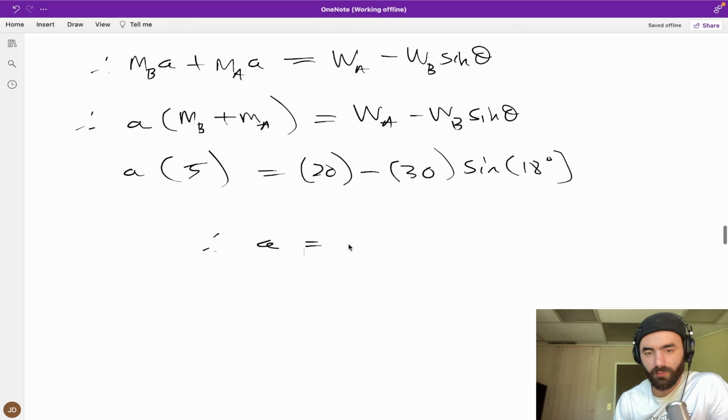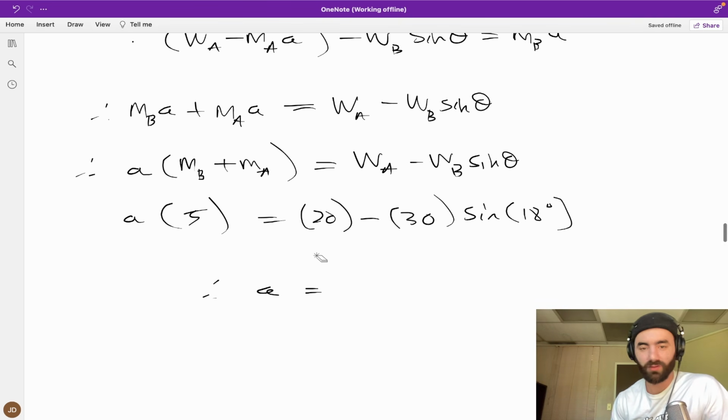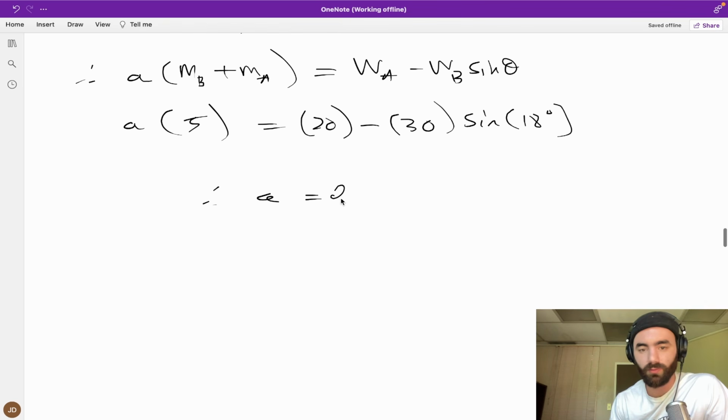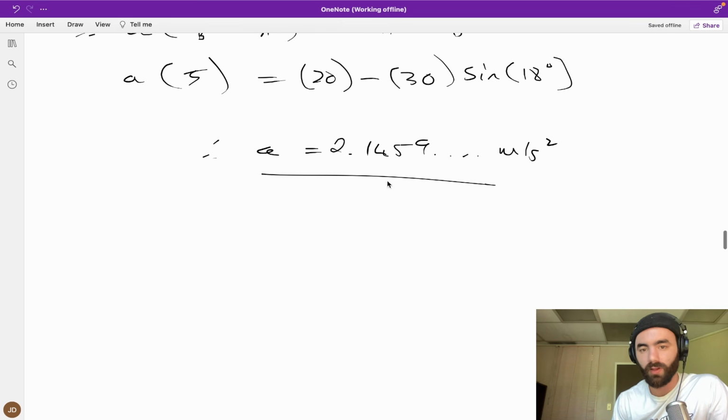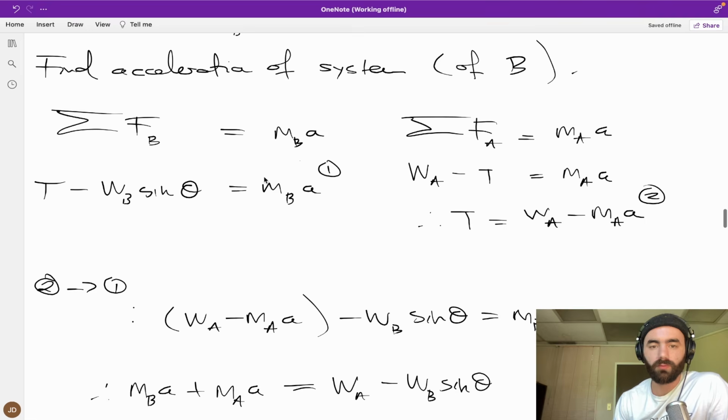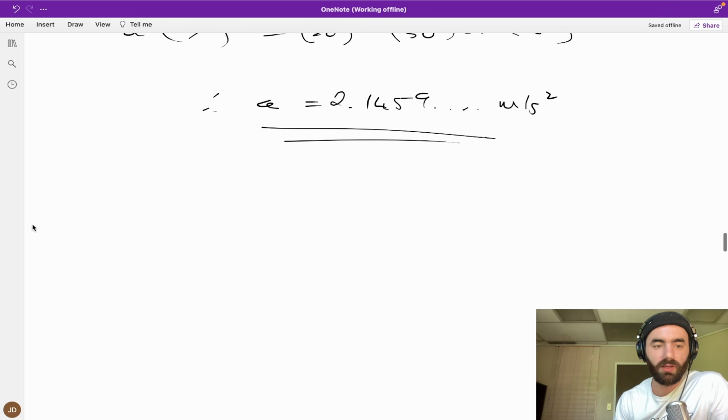Therefore, a equals 2. These are quite long, and maybe a little difficult. They're pretty difficult. Not even done yet. So 2.14, keep it 2.145 meters per second squared. This is an important value. This is our acceleration of the system. Okay, so now we have the acceleration of the system, we can start calculating these distances.